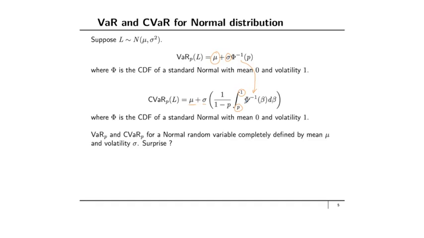The value at risk and the conditional value at risk are properties of the underlying distribution. For a normal random variable, the distribution is completely defined if you tell me what the mean and the volatility are. And since mean and volatility completely define the distribution, they completely define the value at risk and conditional value at risk.